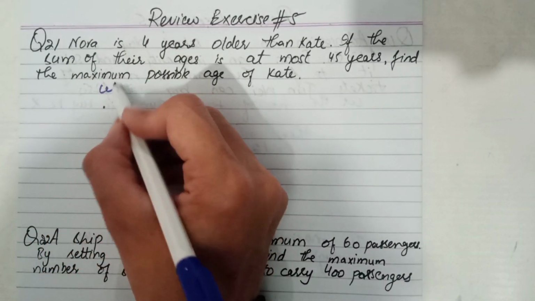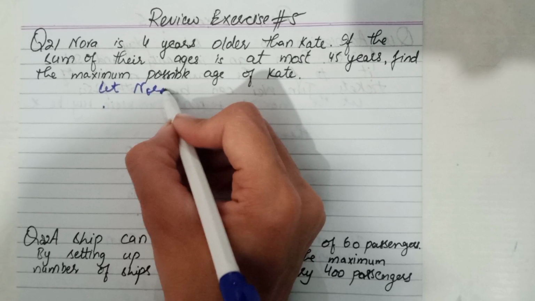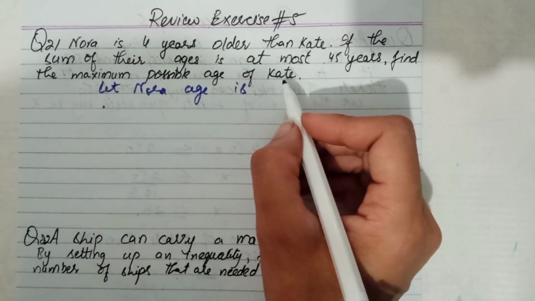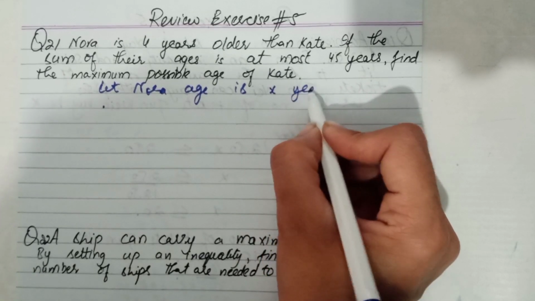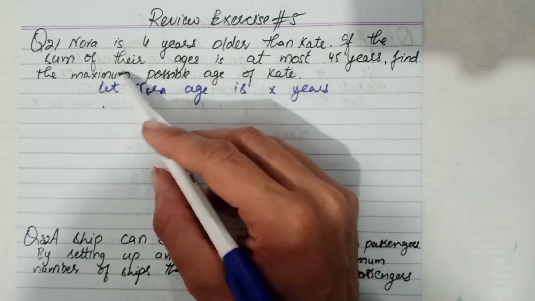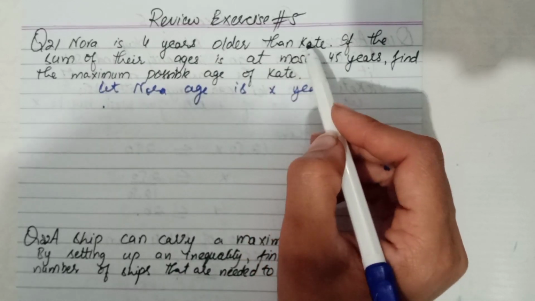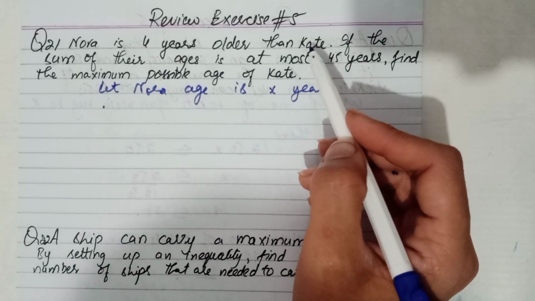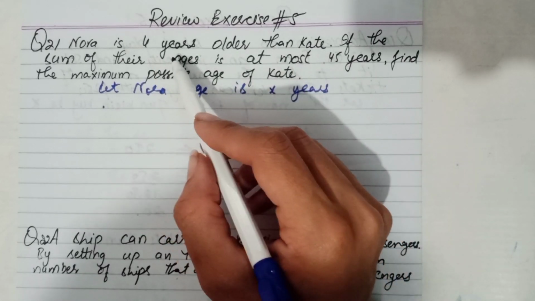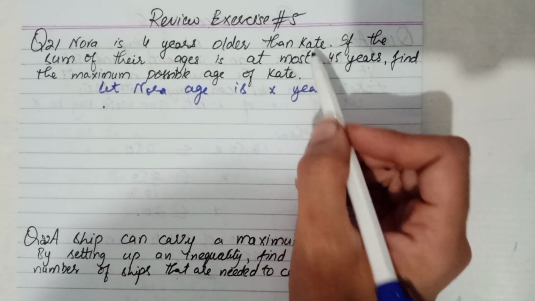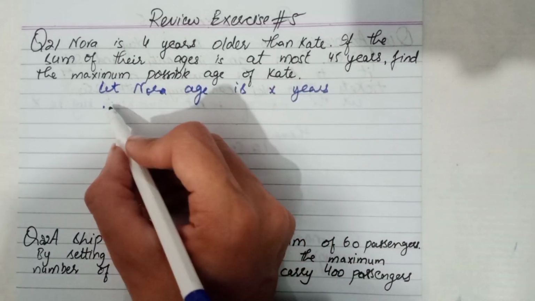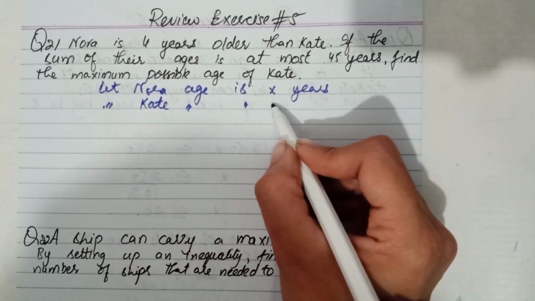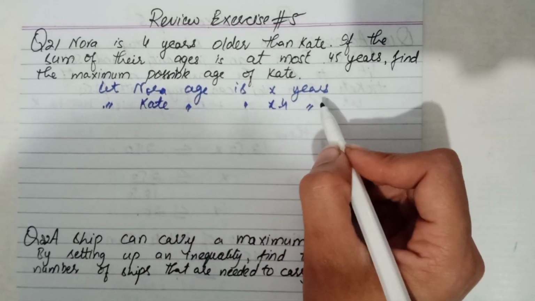Let Nora's age be X years, and Nora is 4 years older than Kate. It means we have to subtract 4 from Nora's age and it will become Kate's age. Let Kate's age be X minus 4 years.